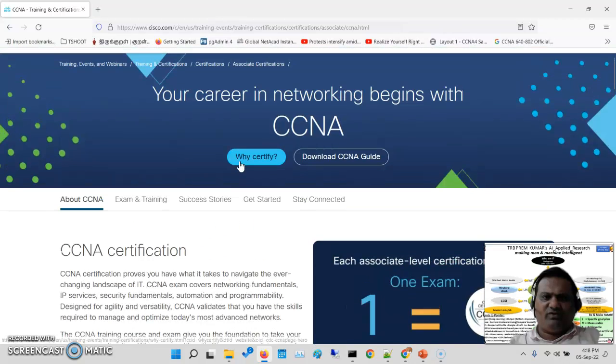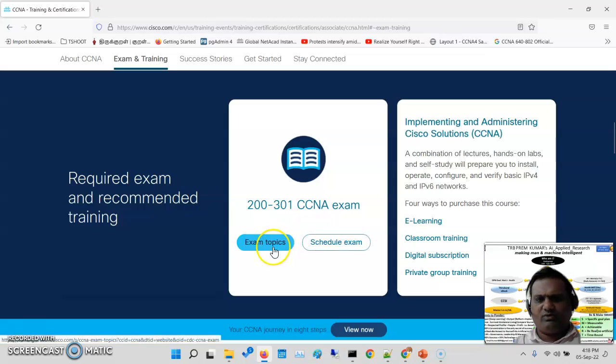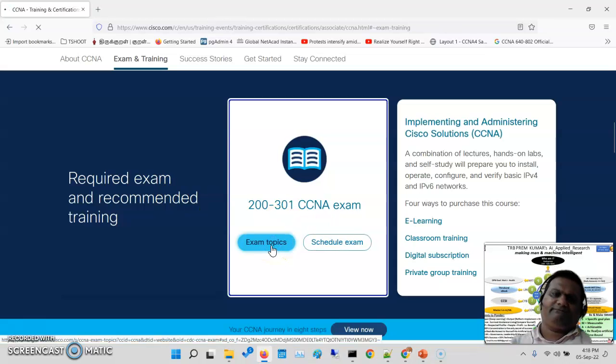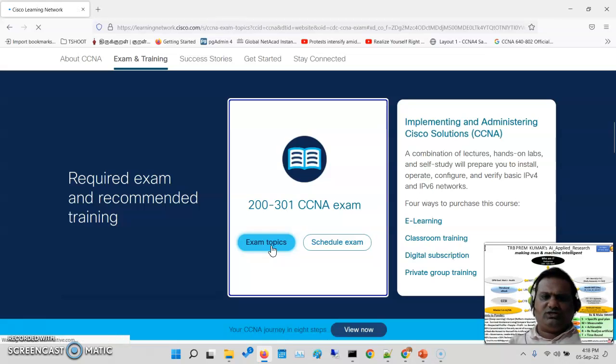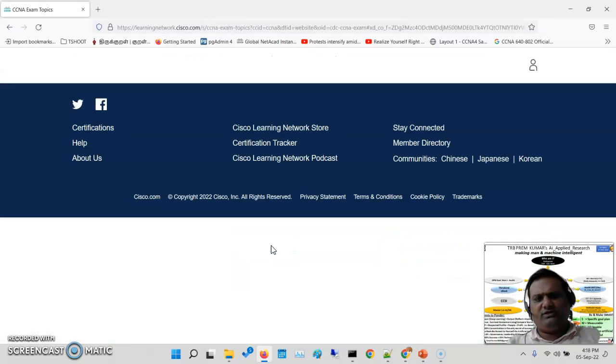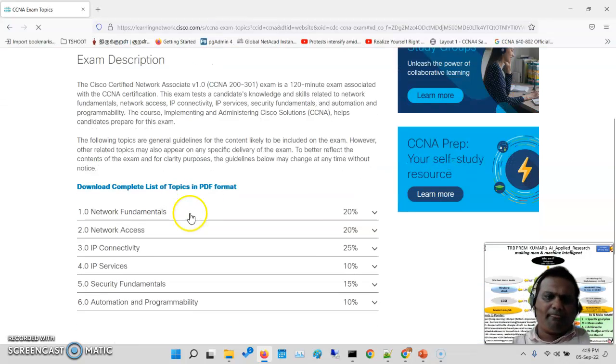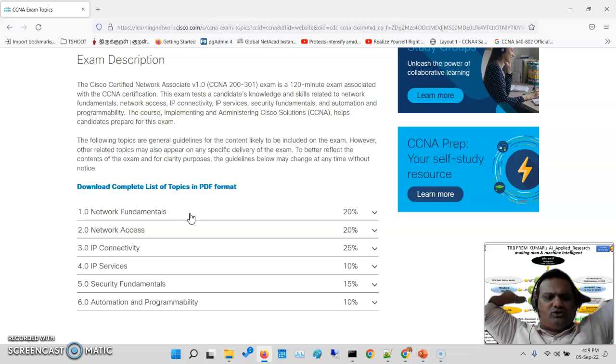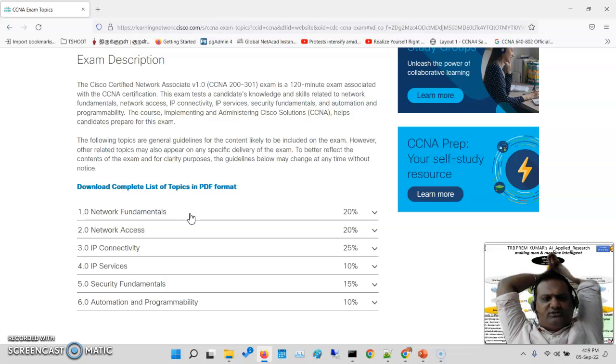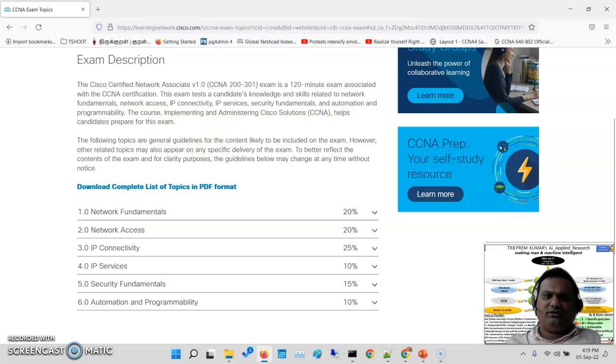Then we will go to this part, training. Here we have exam topics. So this is the official syllabus which is covered in the CCNA. In this, if you see, there are 1.0, 2.0, like that 6 domains. The first domain is network fundamentals, second is network access, third is IP connectivity, fourth is IP services, fifth is security fundamentals, sixth is automation and programmability.